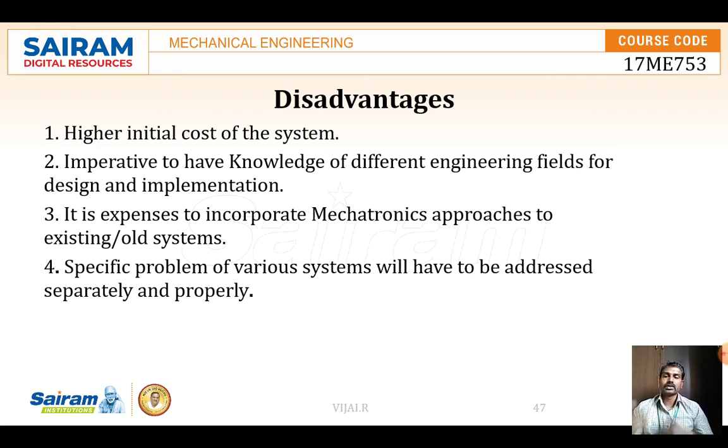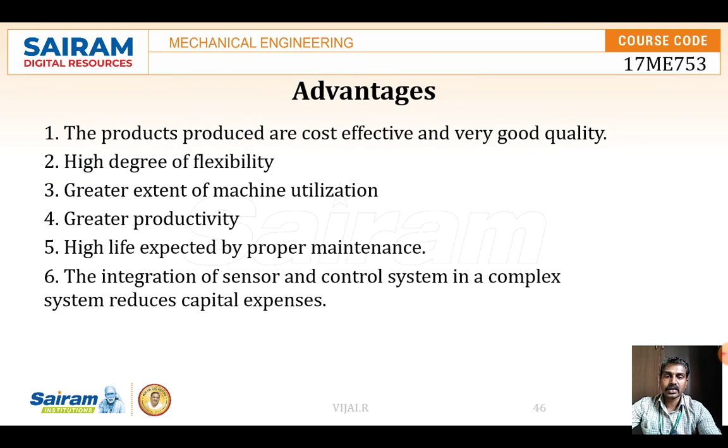And it expenses cost when we are changing. When I already have only a mechanical system or an electrical system, and now I'm going for a new change, changing is more costly when we are going to incorporate mechatronics in the old system. So it is better to buy a new system. And various problems should be addressed separately. We cannot do them combined, since each and everything has different work. So these are all the main things.